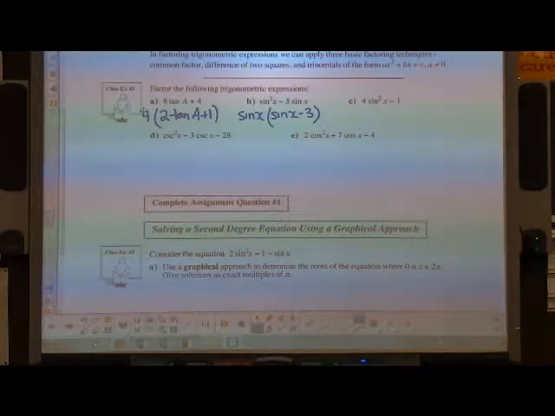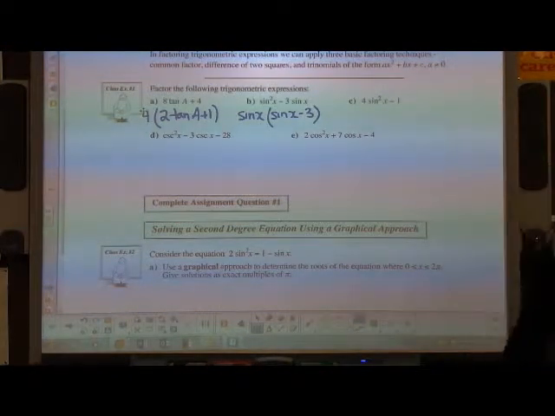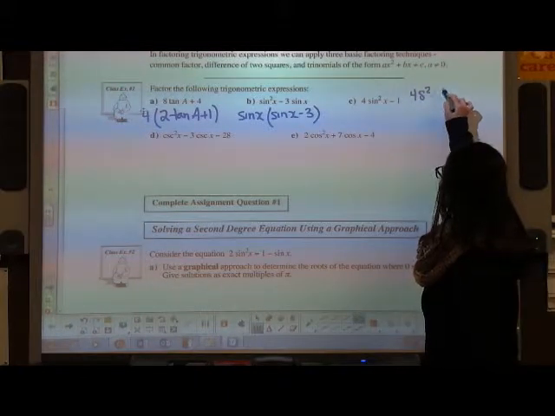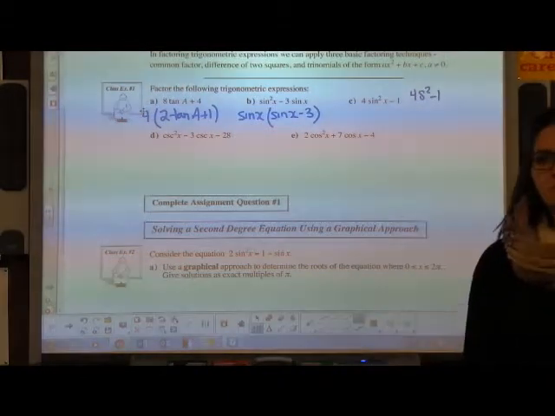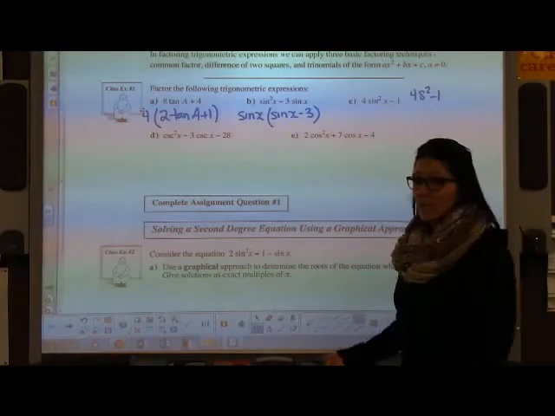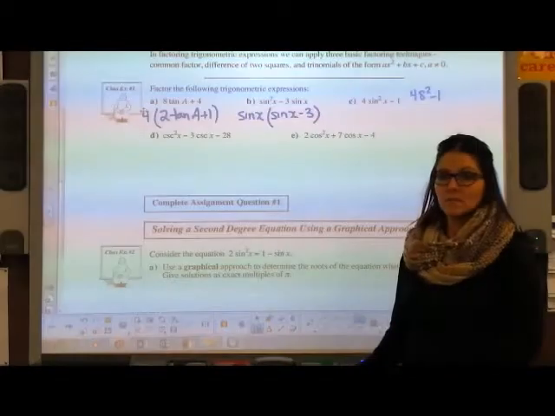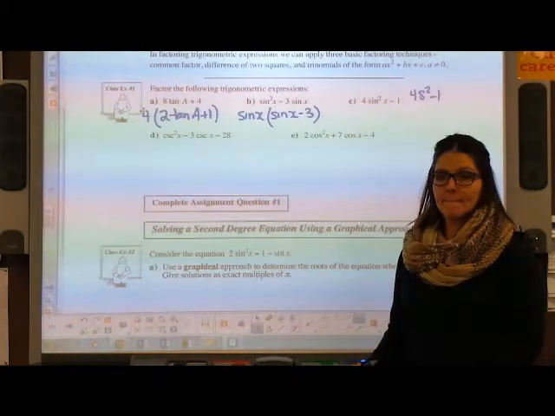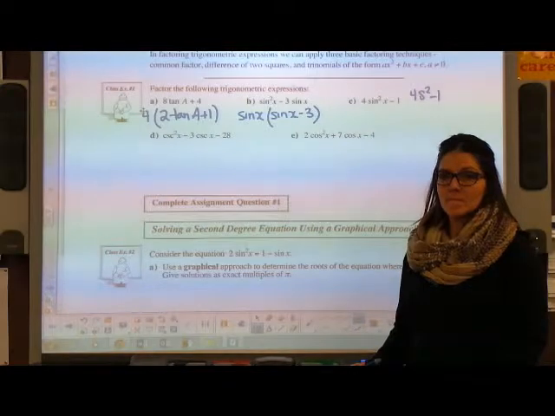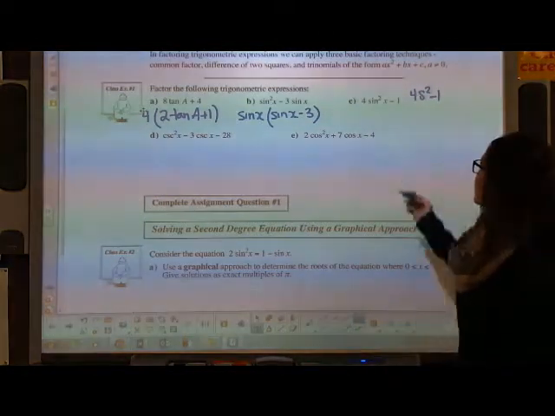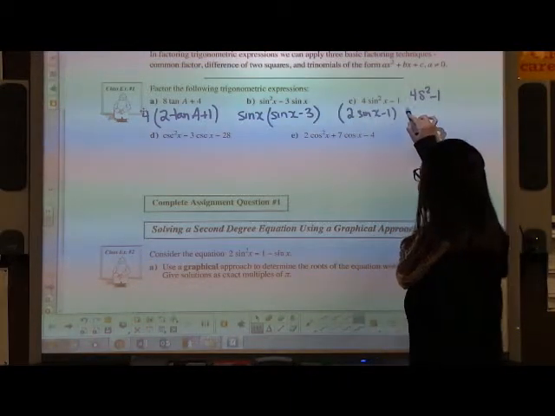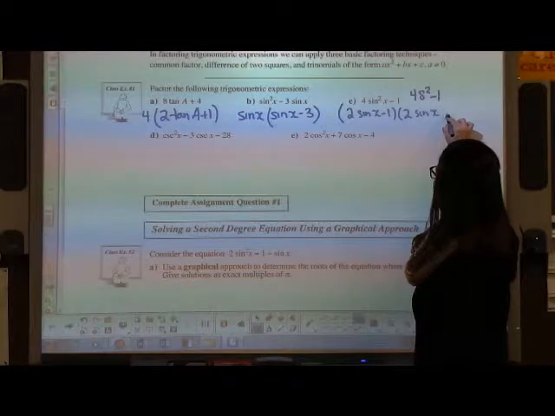If you look at C, 4 sine squared x minus 1, what do you notice? It's a difference of squares. If you want, rewrite it like this, S for sine. So I have a difference of squares. How do I factor that difference of squares? Isn't it 2 sine x minus 1 and 2 sine x plus 1? Yes. So 2 sine x minus 1, 2 sine x plus 1.